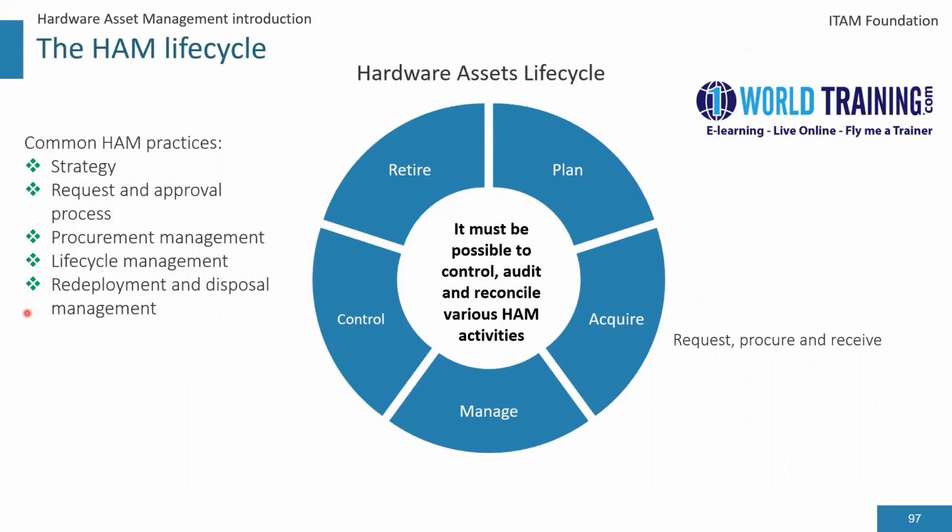The life cycle, which is the IT asset management life cycle, is the same here. We've got plan or strategy, acquire, which means requesting, procuring, and receiving, then managing, then controlling, and then retiring. Under HAM, we generally have strategy, requesting and approval process, procurement management, overall lifecycle management, redeployment, and disposal management.